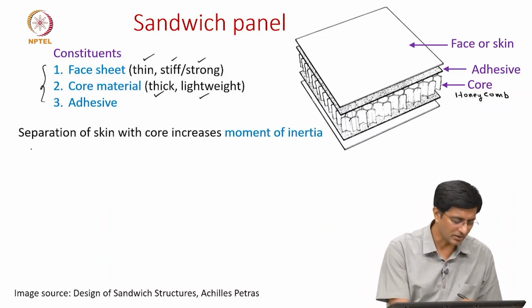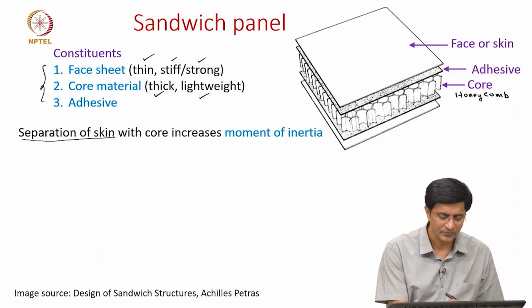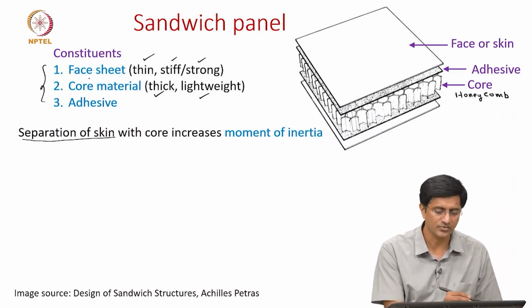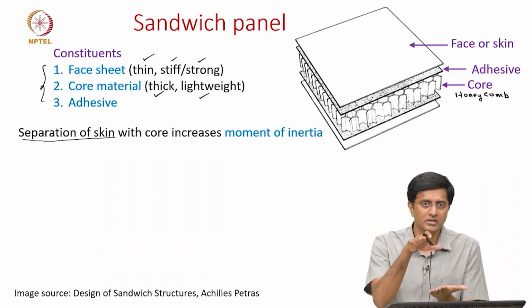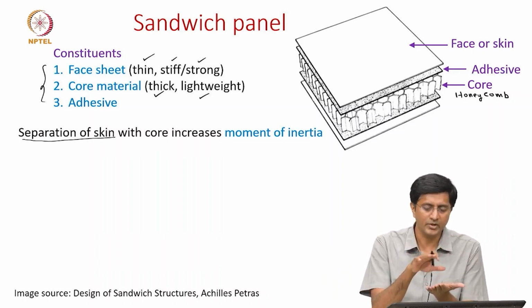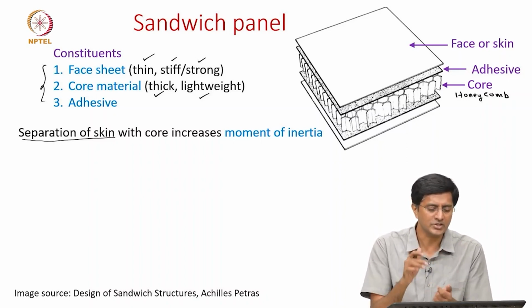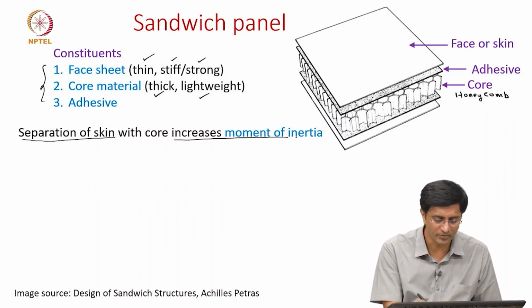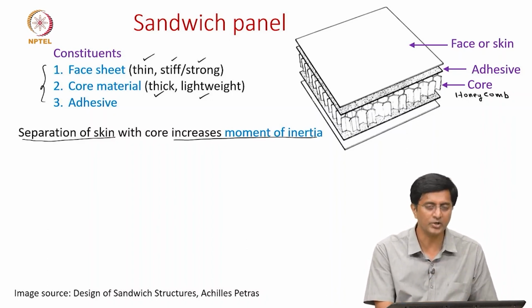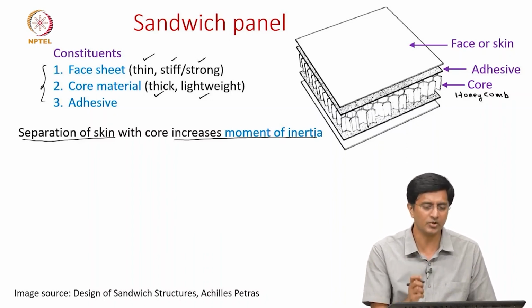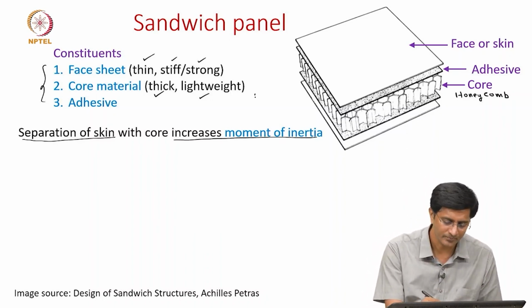So the basic idea is that we are trying to separate the skins. Skin is the other name for the face sheet. If we move these face sheets apart and then fill the intermediate space with a lightweight material, essentially we increase the moment of inertia of the sandwich panel. How does it increase the moment of inertia? For this we need to think about the analogy of an I-beam.